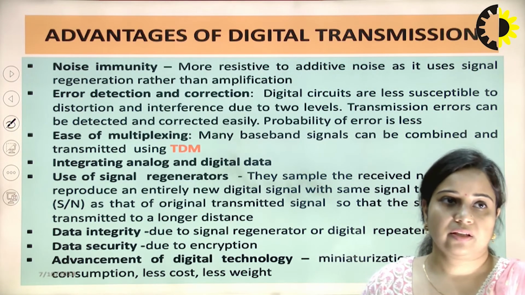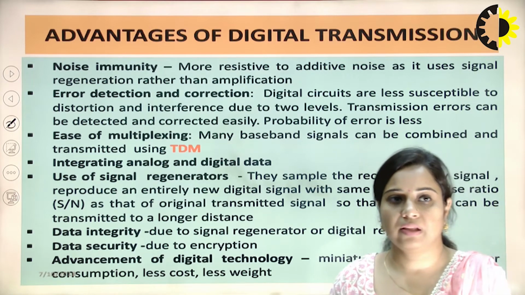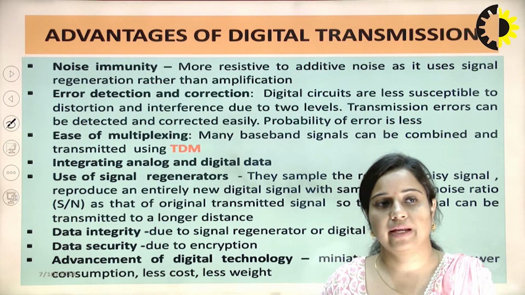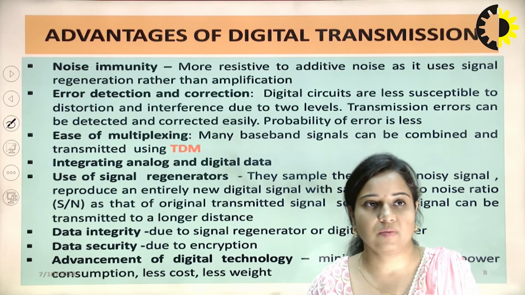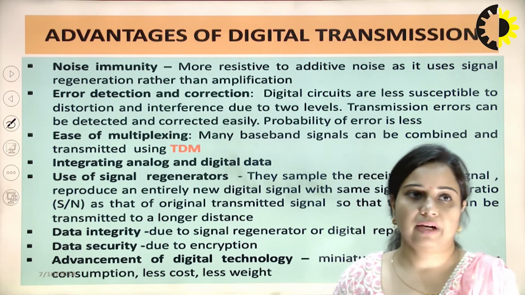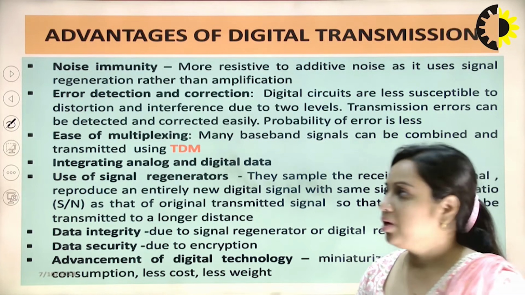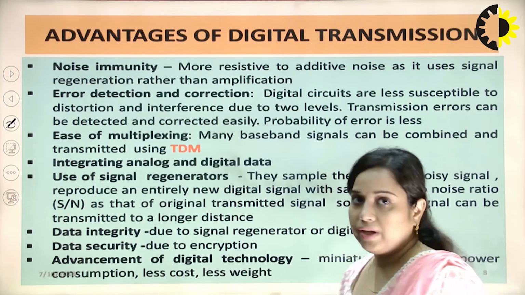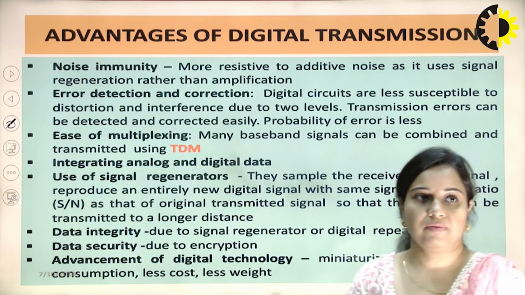Now, after seeing this, we will see what the advantages of digital transmission are. Since all the signals are originally available in analog form, why can we not directly modulate them? Why do we have to convert them into digital? So, these are some of the advantages of converting analog information into digital. First one is noise immunity: it is more resistive to additive noise as it uses signal regeneration rather than amplification.